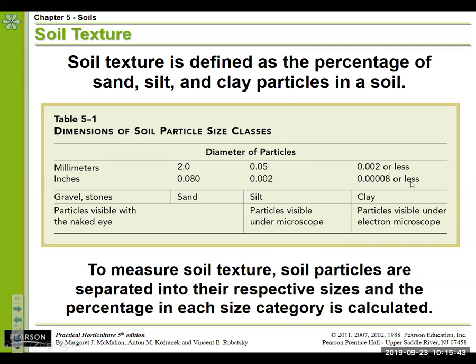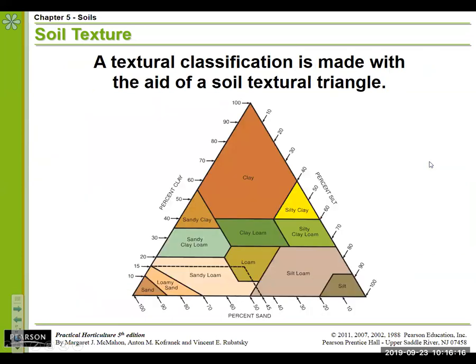The smallest particles are the clay particles, and they are below 2/1000ths of a millimeter in size. They get to the point where you can only see them with an electron microscope. So to actually measure the soil texture, we're going to look at these soil particles and their respective sizes, calculate their percentages, and then use those percentages to determine the actual texture of the soil.